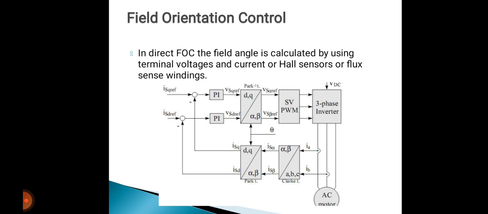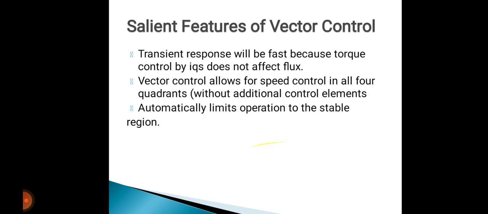We can express this in a block diagram. The ISQ reference and ISD reference go into the PI controllers, and then to the Park transformation and Clarke transformation, to the pulse width modulation, and get into the three-phase inverter driving the AC motor. The same process is done.